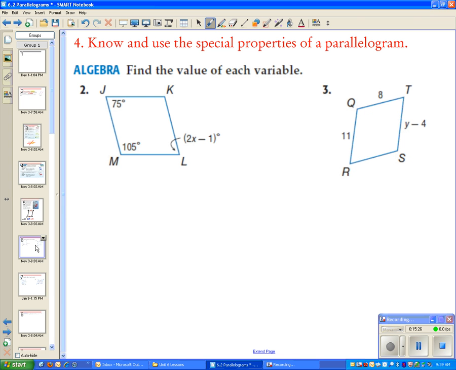Since it's a parallelogram, we've actually got 2 different ways we could work this problem. Consecutive angles are supplementary, so I could add the measure of angle L to the measure of angle M and make it equal 180, but opposite angles are congruent, so I think the easiest way is to say the measure of angle L equals the measure of angle J. Add 1 to both sides. 2x equals 76. And what does x equal? 38.